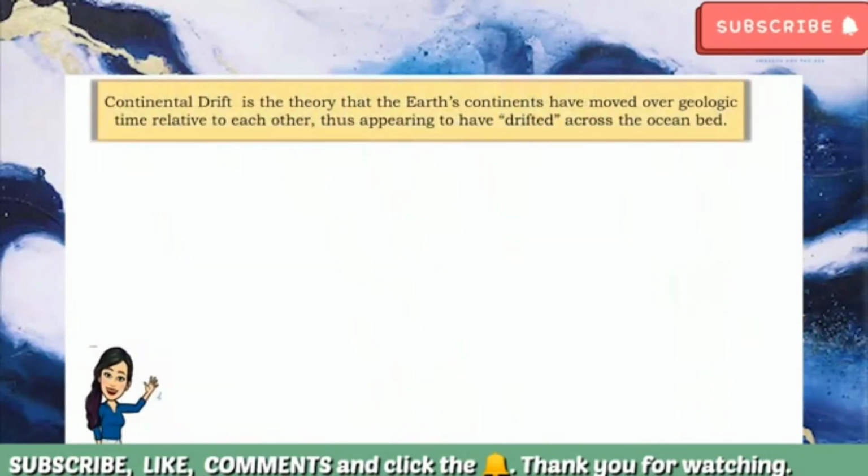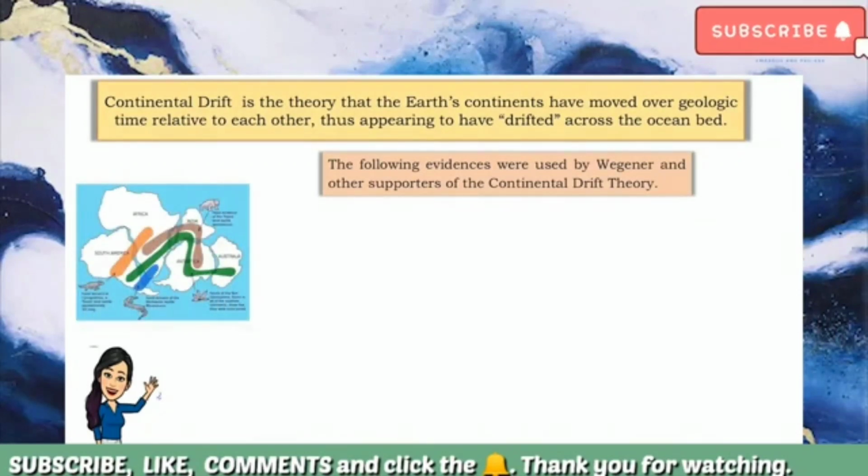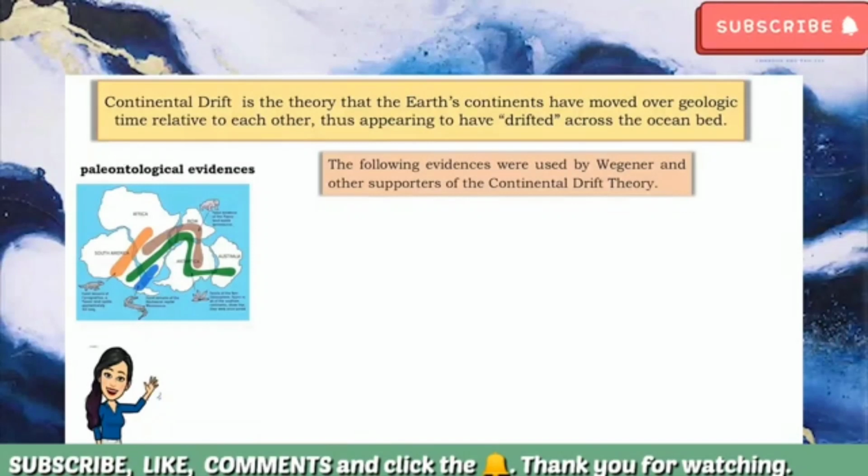Continental drift is the theory that the Earth's continents have moved over geologic time relative to each other, thus appearing to have drifted across the ocean bed. The following evidence were used by Wegener and other supporters of the continental drift theory. Number 1. Paleontological evidence. There is similarity of certain fossils found on the continents on both sides of the Atlantic.